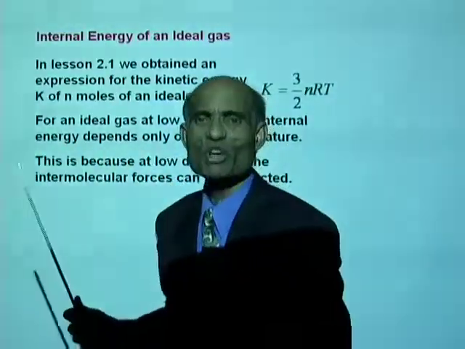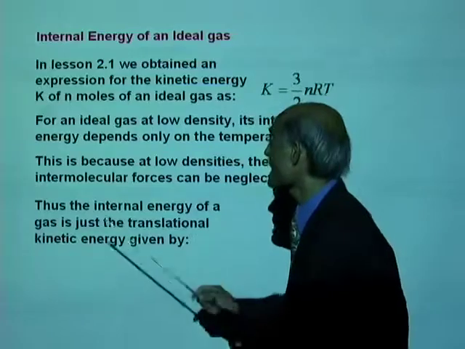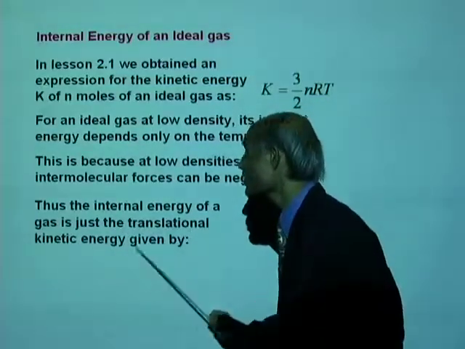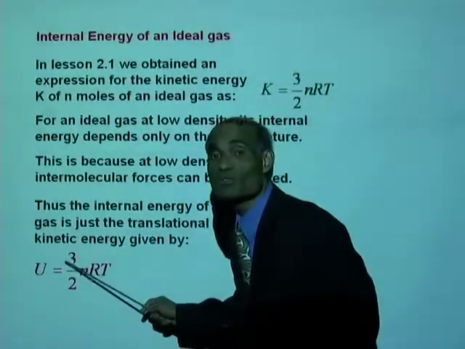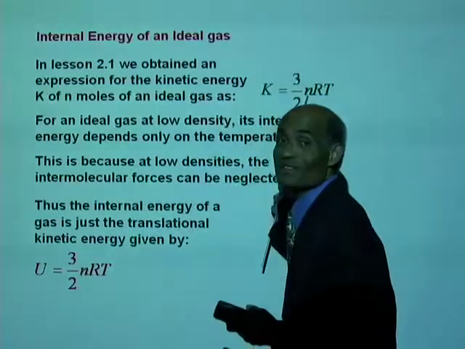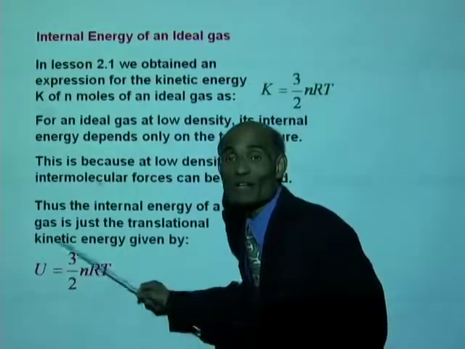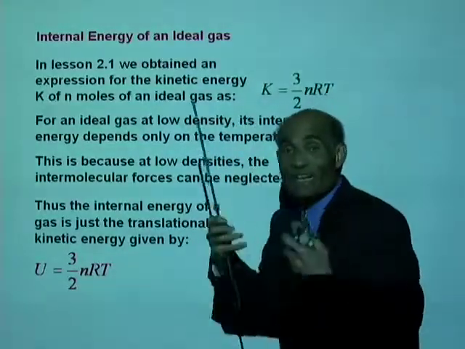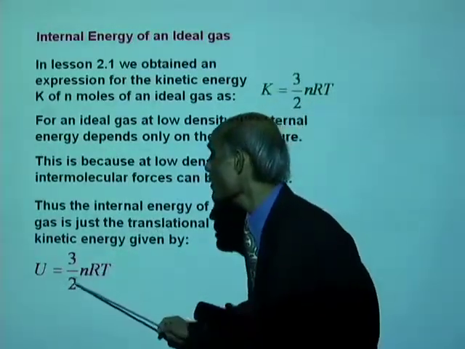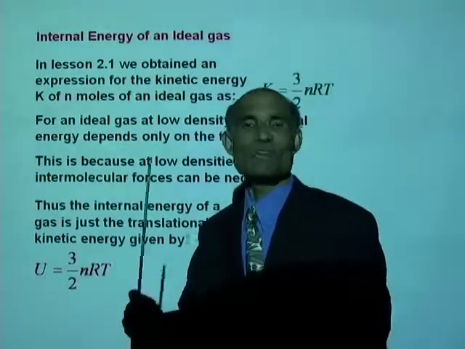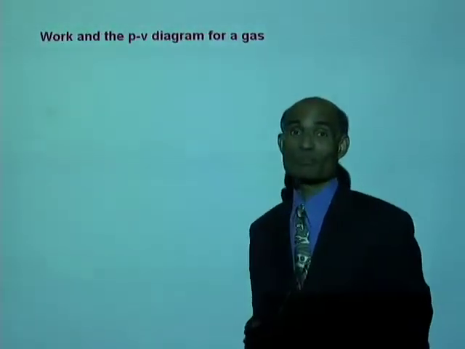There is no potential energy at all. Thus the internal energy of a gas is just the translational kinetic energy of its molecules, given by U equal to 3/2 nRT. In other words, all the internal energy is due to the internal kinetic energy, and therefore the internal energy U equals 3/2 nRT. You cannot forget that. I'm going to ask you that again and again as we go on.